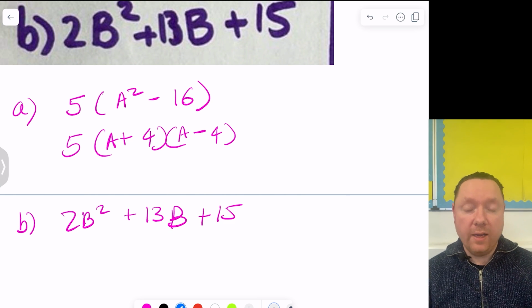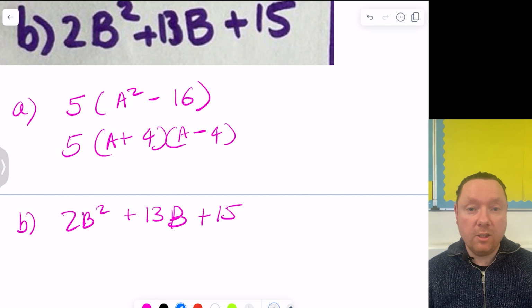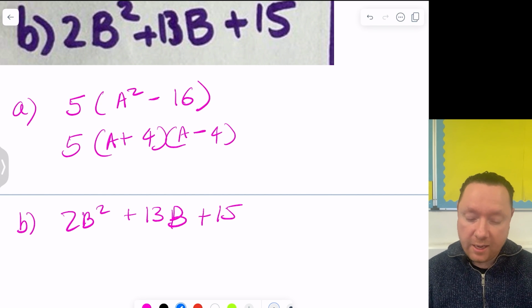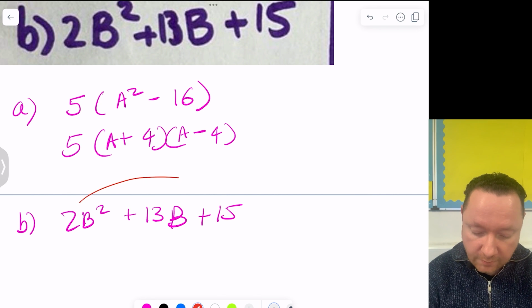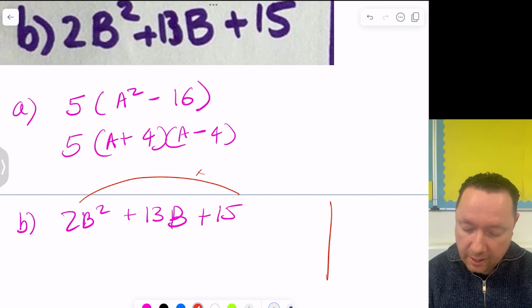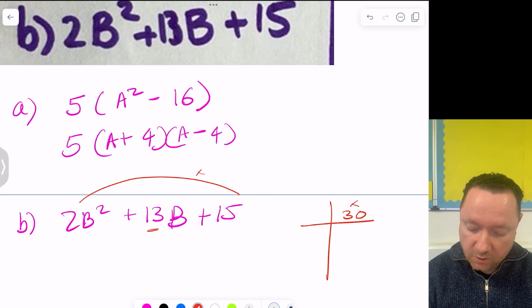There's lots of ways to do this. You can do it just by trial and inspection and just see if you can get the answer. But the way I'm going to do it is check for a common factor. If it isn't, I times the 2 and the 15 together. And that gives me 30. So I'm looking for 2 numbers that times to make 30. The middle number is 13. And I'm just going to split the middle term, basically.